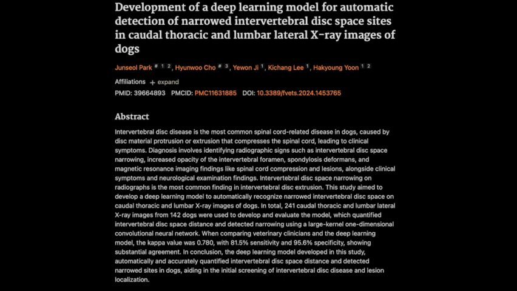So we're going to unpack how this model was developed and tested, its accuracy, and what this could mean for diagnosing and treating IVDD in our furry friends. All right, sounds good. This is really cutting-edge stuff.